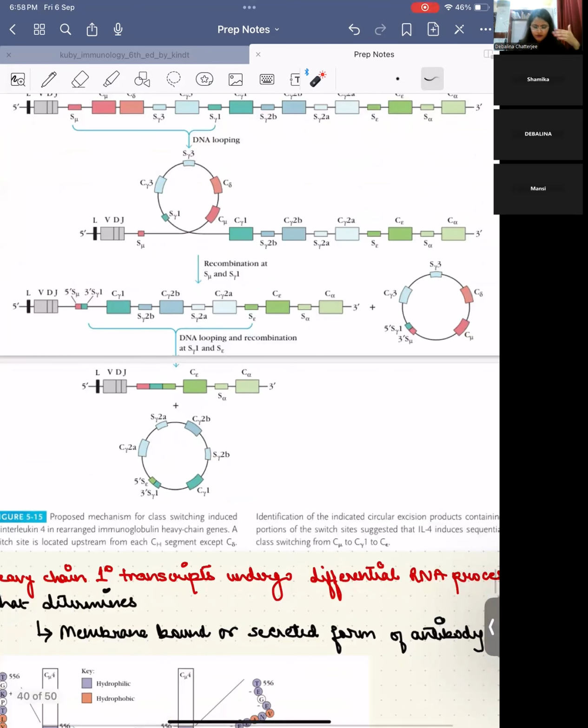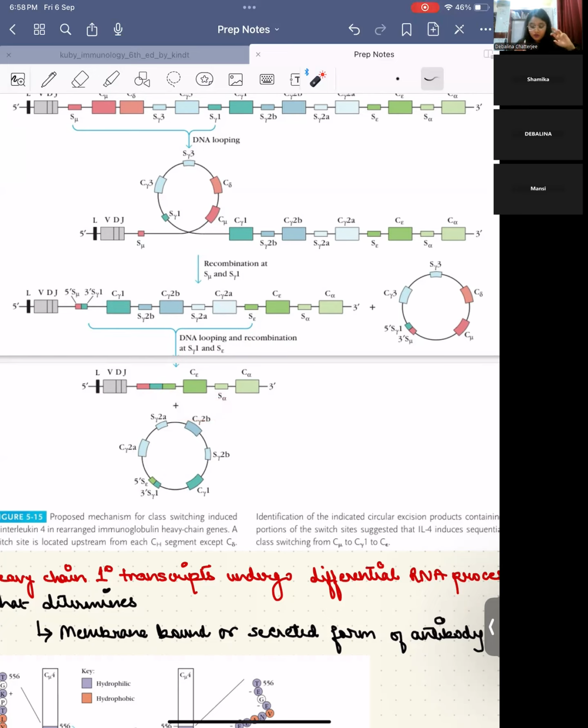This is going to be followed by all different switchings again. There is a switch here, then it can be another DNA looping and recombination, and ultimately we can have any of the expressing combinations. So you can have this combination, and this can again form a switch here.